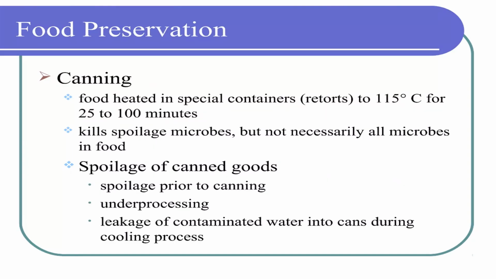Next process is canning. Food is heated in special containers known as retorts to 115 degrees Celsius for 25 to 100 minutes. It kills spoilage microbes but not necessarily all microbes in food. Spoilage of canned foods: spoilage prior to canning, under processing, and leakage of contaminated water into cans during the cooling process.